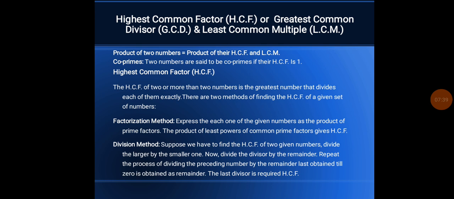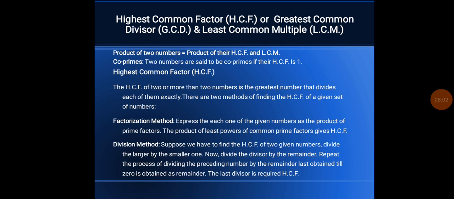The second method, division method. To find the HCF of two given numbers, divide the larger number by the smaller one. Now divide the divisor by the remainder. Repeat the process of dividing the preceding divisor by the last obtained remainder till 0 is obtained as a remainder, where the last divisor is the required HCF.